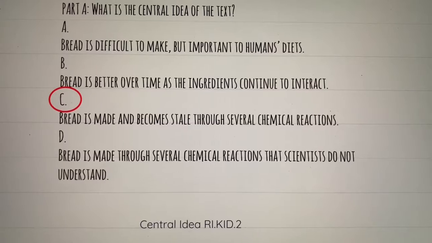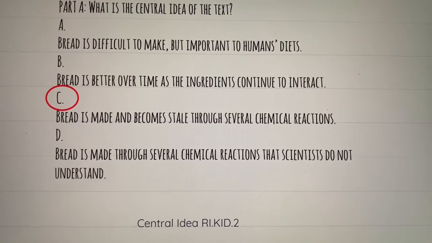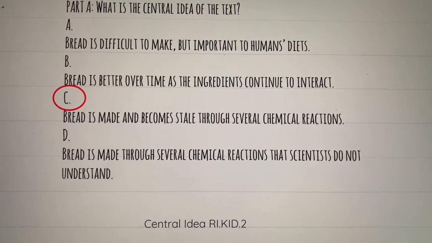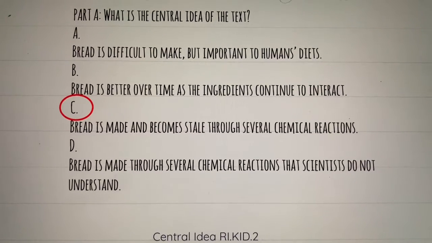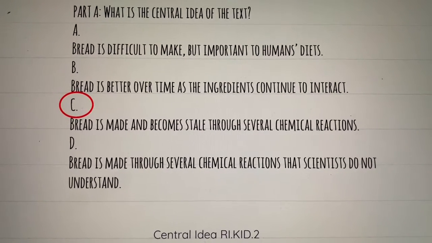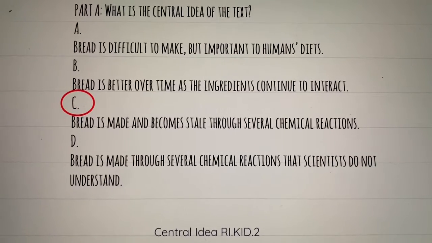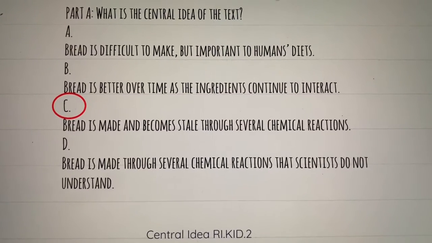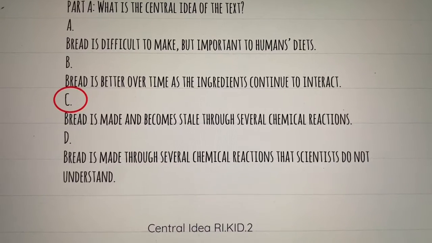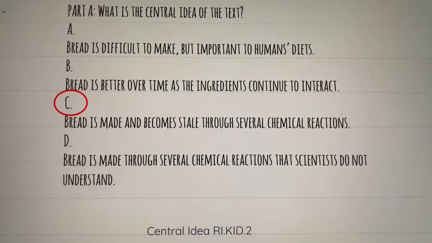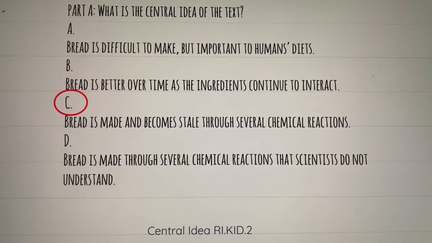And hopefully you said C, that bread is made and becomes stale through several chemical reactions. The author really wants us to know the science or the chemistry behind this bread, from putting the ingredients together, kneading it, and then baking it, and then it becoming stale over time, and how all of those things are working together in bread, how the science is involved.